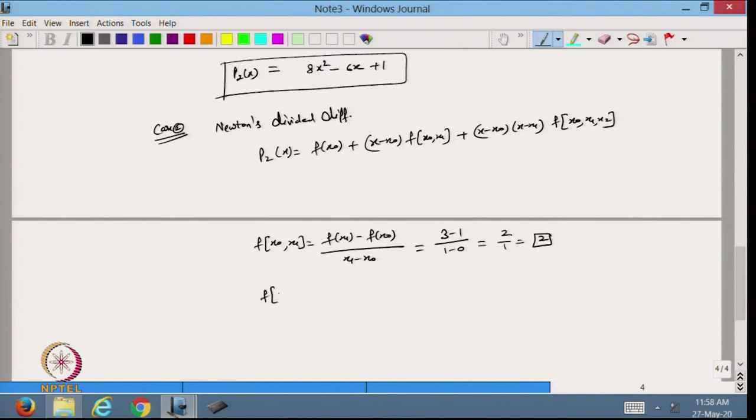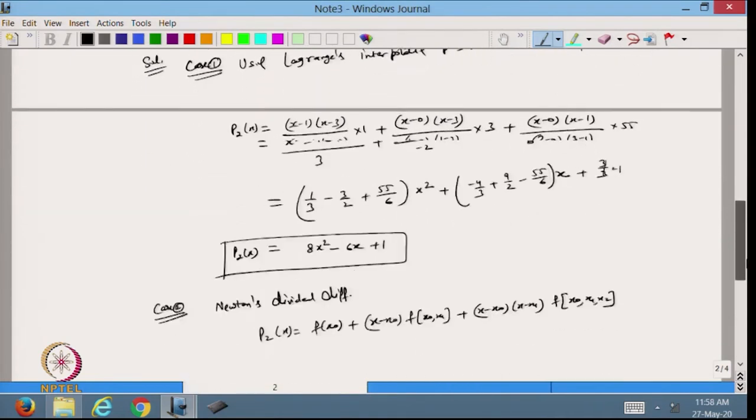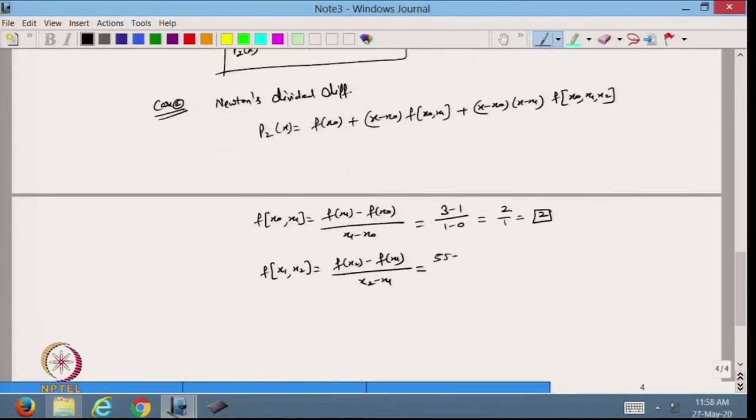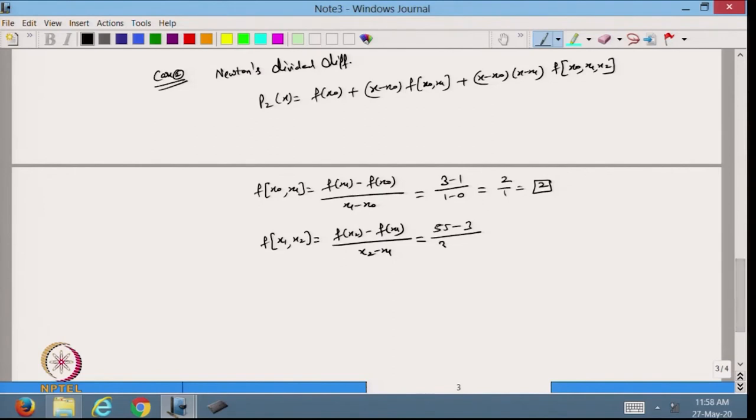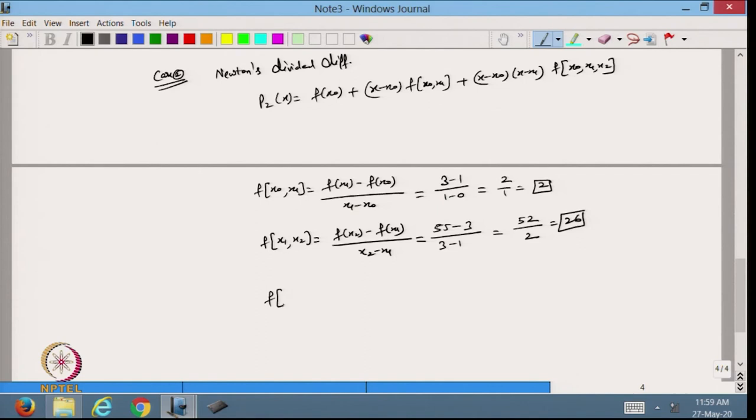Now, I want to find what is f[x1, x2]. So this is f(x2) minus f(x1) divided by x2 minus x1. So f(x2) is 55, so it is 55 minus f(x1), which is 3, divided by 3 minus 1. So 52 by 2. So it is 26. So that is the value. Now I find the second order divided difference.